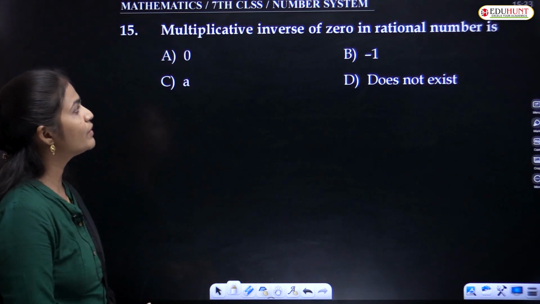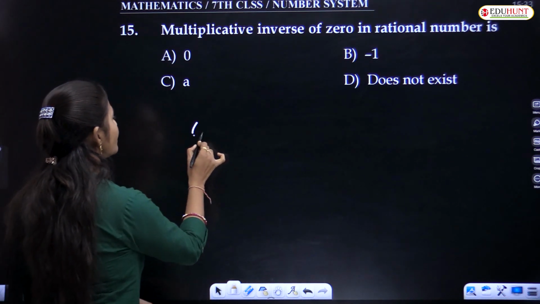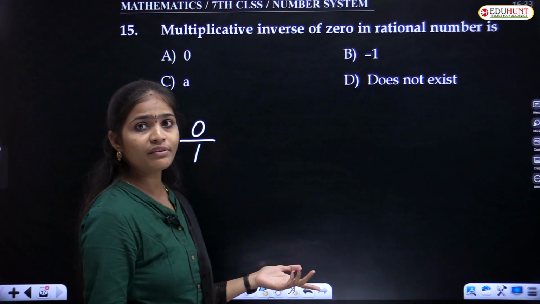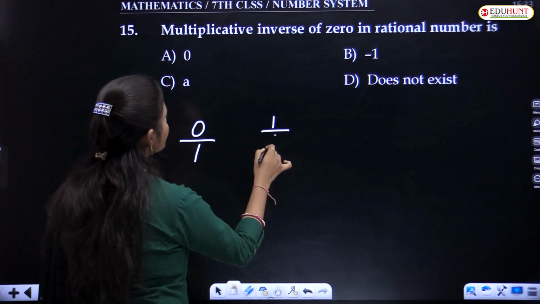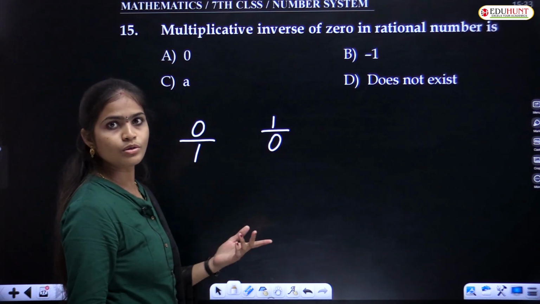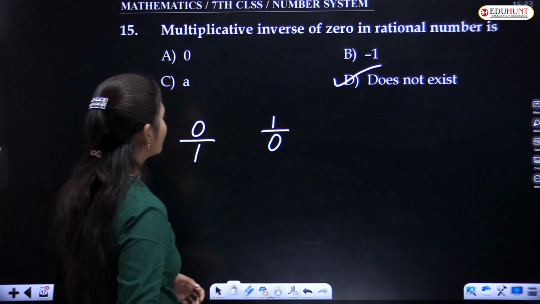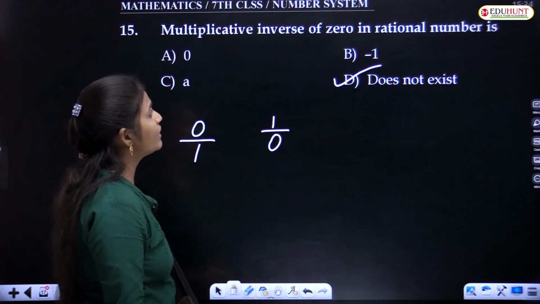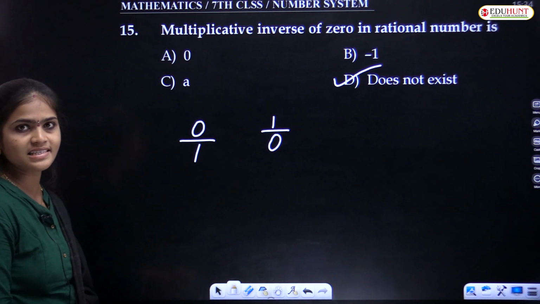Next, multiplicative inverse of 0 in rational numbers. We can write 0 as 0 by 1. Multiplicative inverse is nothing but the reciprocal. So the reciprocal of 0 is 1 by 0. So what will you get here? 1 by 0 means it does not exist. So the multiplicative inverse of 0 in rational numbers does not exist.